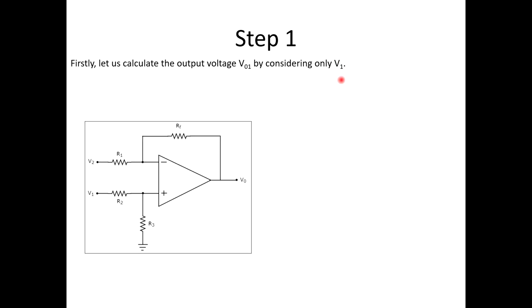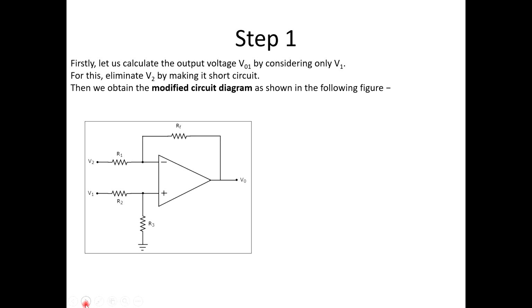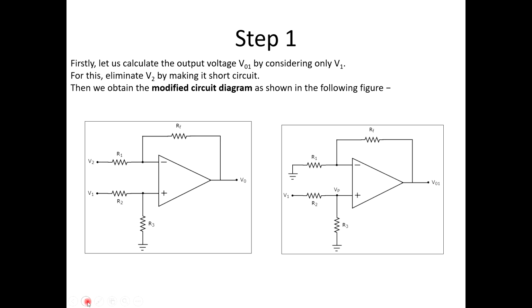Firstly, let us calculate the output voltage V01 by considering only the input V1. So V1 is over here and V2 is over here. We are going to consider only the input V1. V2 has to be removed, or what we do is we make it a short circuit, and we get the modified circuit diagram which looks something like this.